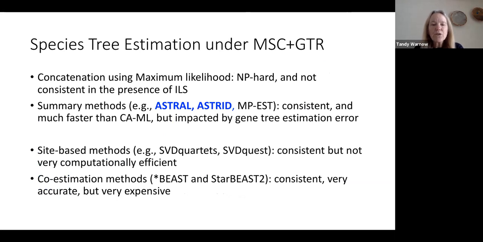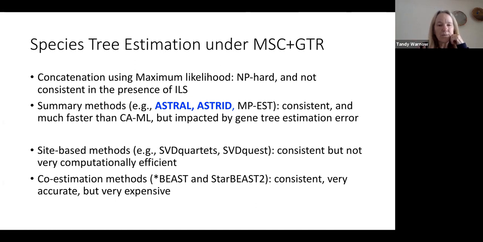Okay, so what I've shown you are Astral and Astrid. These are two types of summary methods. And just to remind you, Astral operates by computing quartet trees. Basically, it takes the gene trees and it represents every gene tree by a set of quartet trees, and it uses that quartet tree representation to infer the species tree. Astrid operates by taking the gene trees and getting a distance matrix. So these are very different ways of getting at the species tree.